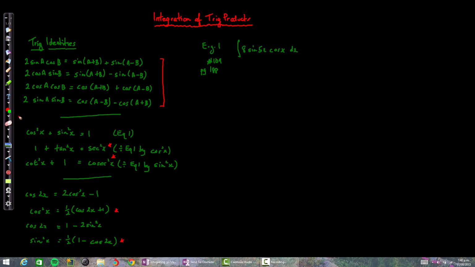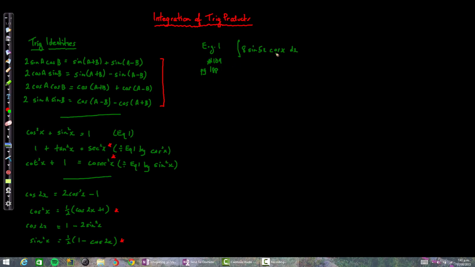Now, why are we going to be using those identities? Well, the reason is we can't integrate a product, but if we can write the product as a sum, then we can integrate each part separately. So I think that's best shown with an example here. So let's take this one here.